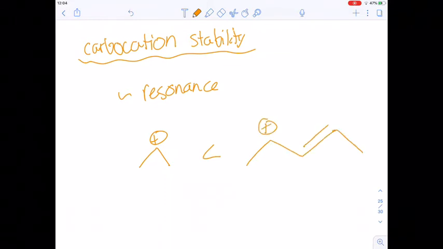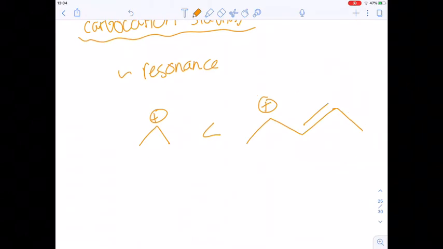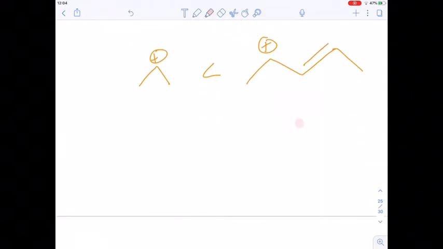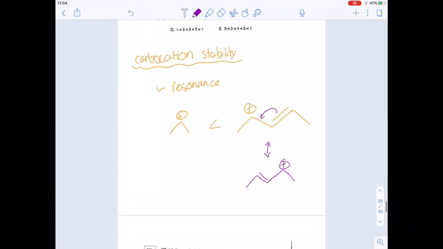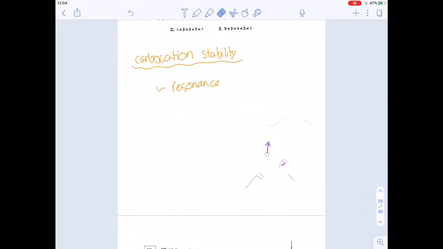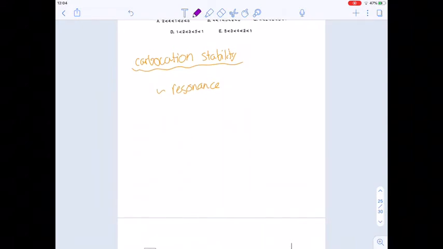Okay, so the next factor that affects carbocation stability is resonance. So, for example, this carbocation is going to be less stable than this one because this one can resonate. I'll draw the resonance in, not in that color. Okay. That being said, you can also rank resonance. So I'm going to erase really quickly.